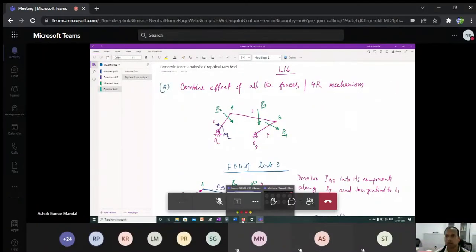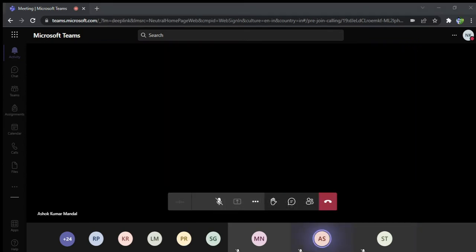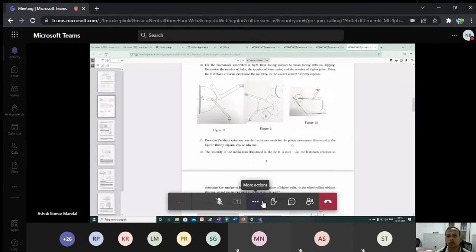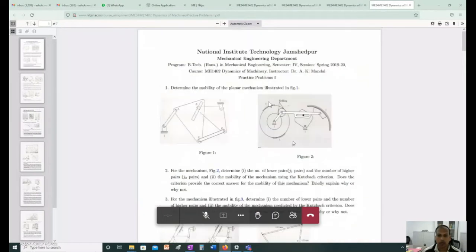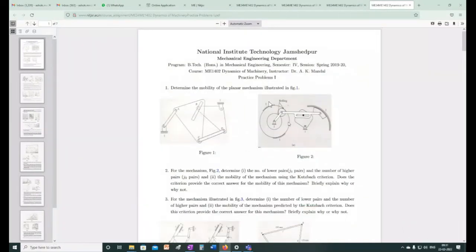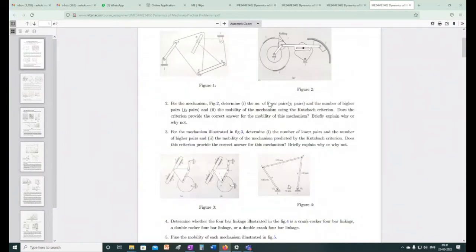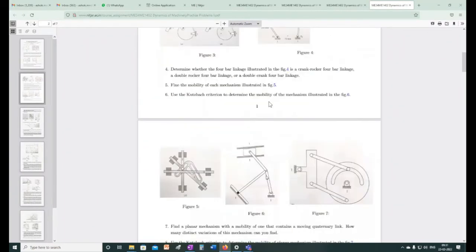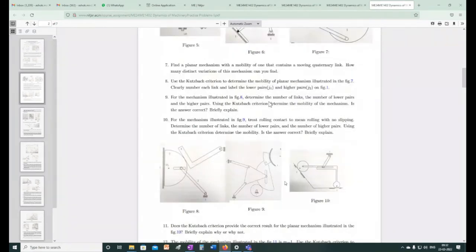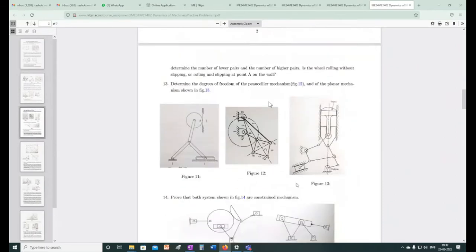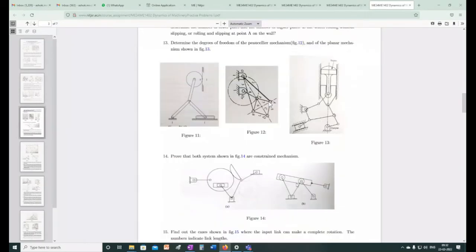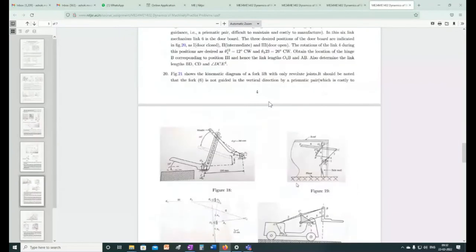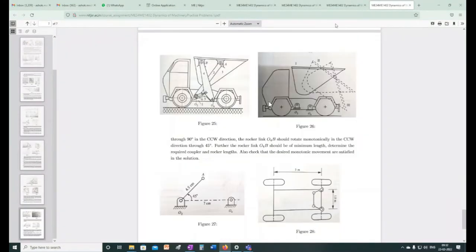Somebody called me before the class and asked me to provide the solution of the practice problems which we have posted in the website. Let me tell you one thing: the answer key of these practice problems is not fully available with me. These problems are taken from the book by Ghose and Mallick. Most of the problems are exercise problems, so you'll not get answer keys, and I have not solved all the problems. Okay. That is one thing.